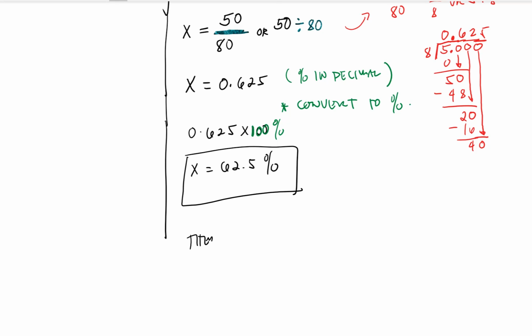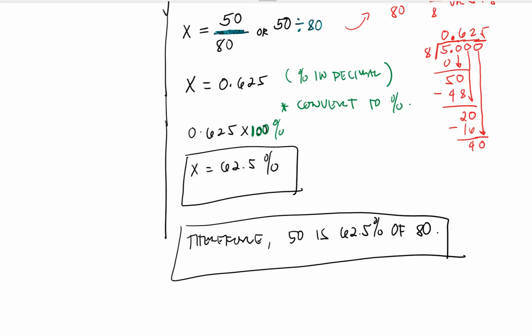So therefore, I would say that 50 is 62.5% of 80. If you want to check, 62.5% times 80 will give you 50. Okay.